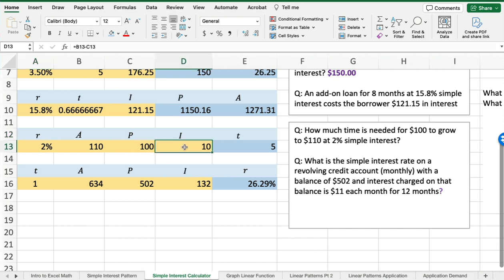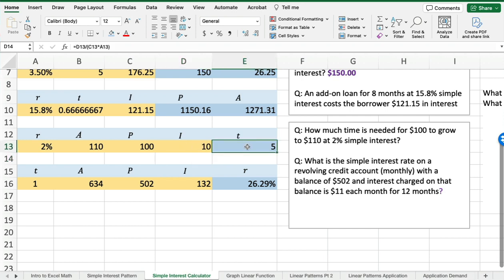So we also need to start with the amount of interest. So that's just a simple calculation. The amount of interest equals B13 minus C13 in this case, or equals the future value minus the present value. Make sure that you're subtracting in the correct order. We want to make sure that the amount of interest is a positive number. Okay, so your spreadsheet at this point should look like this one, where we have a 2% under R, capital A of 110, capital P of 100, and a capital I of 10.